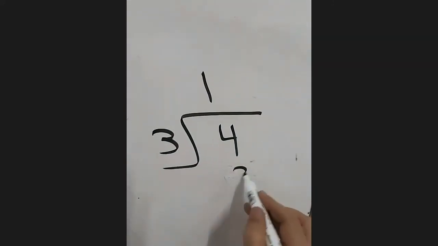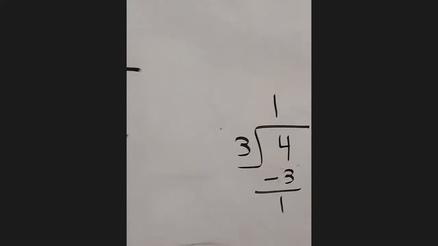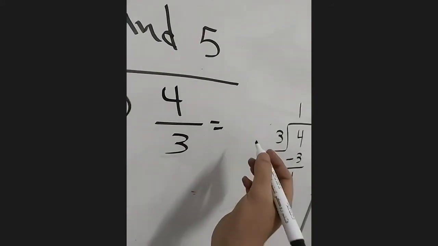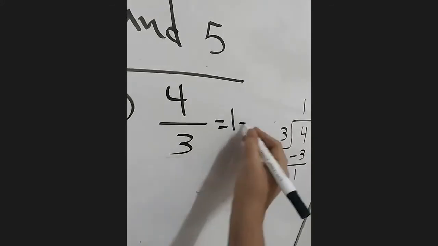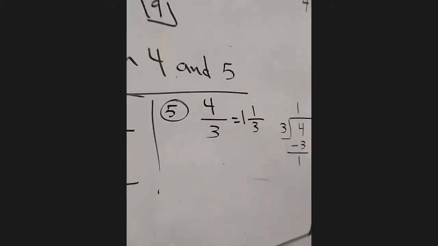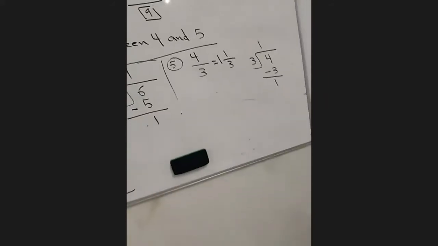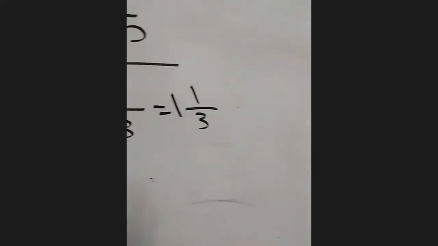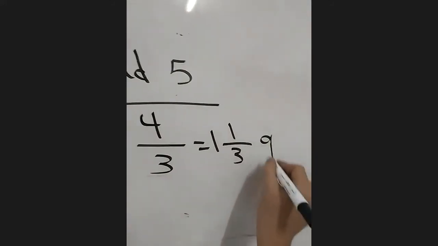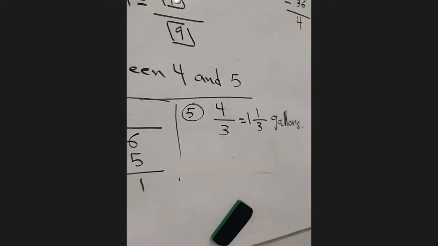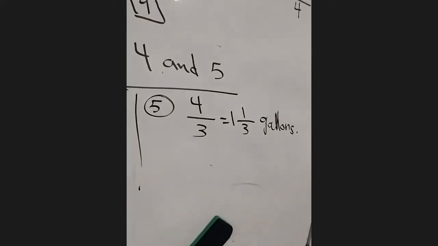Now divide. 4 divided by 3 equals 1. 1 multiplied by 3 equals 3. Subtract. So, this equals what? Tell me. Equals 1 and 1 over 3. Excellent. This is question 5, guys. 1 and 1 over 3 what? Gallons. Okay. This is question 5.